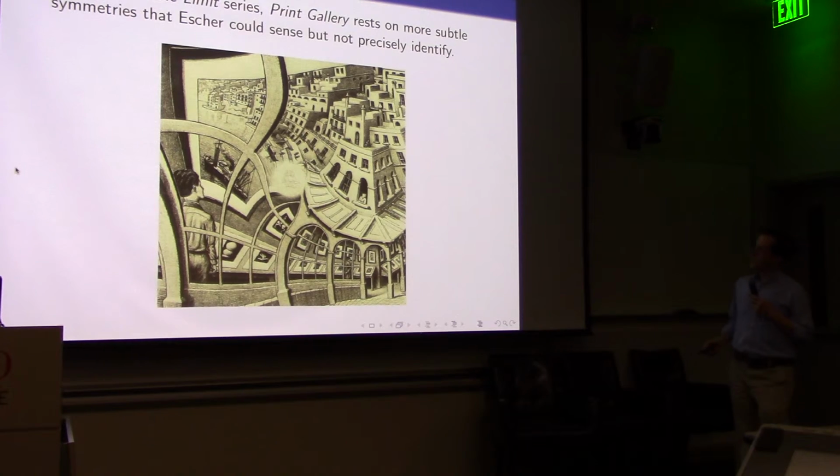Now the print gallery is a quite different feature. This also will have reflections hiding in it, but they're going to use a very different kind of geometry related to what are called elliptic curves. So here again is the basic picture, and we want to understand what's going on. How do you fill in the hole?